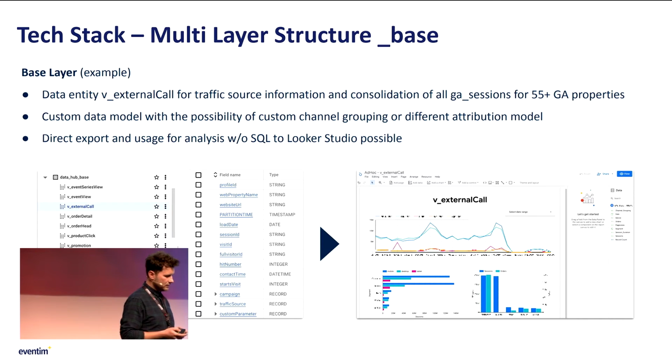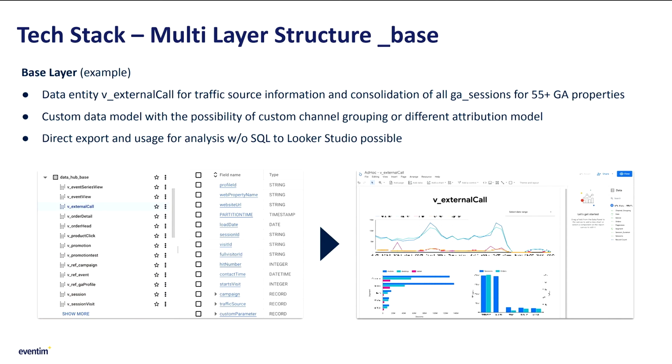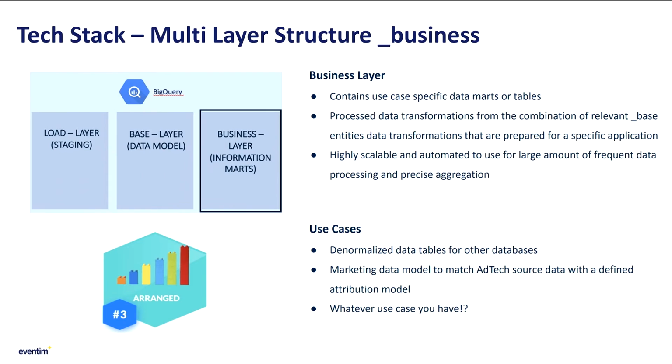Same use case here. This example is based on a traffic source and data entity called external call. This data model contains specific modeling and data for whatever we needed back then, as we did it, I think it was 2 years ago. And you can directly either query the data in BigQuery, as I said, or you can just connect the data to Looker Studio, and basically make use of it.